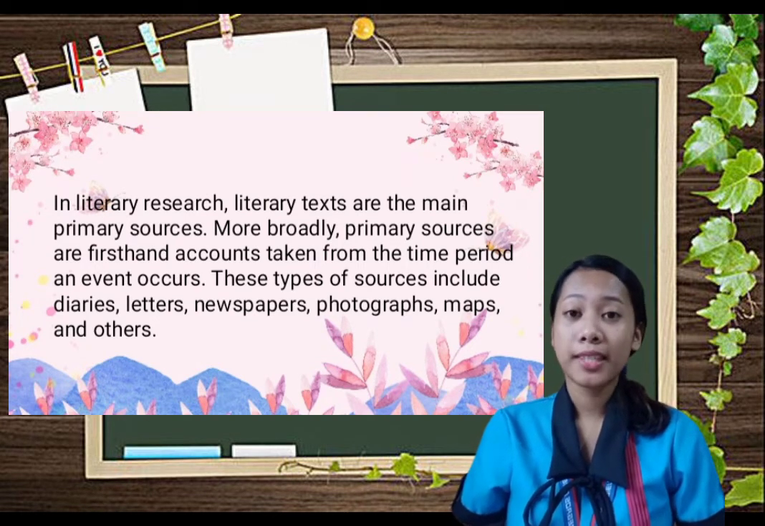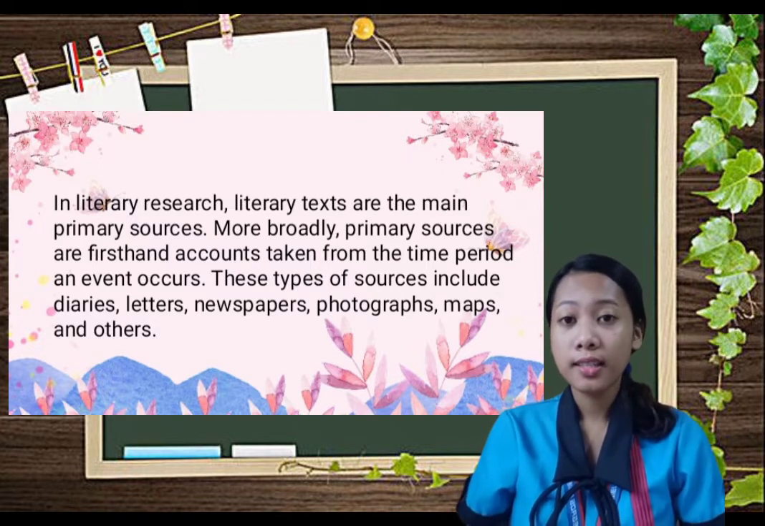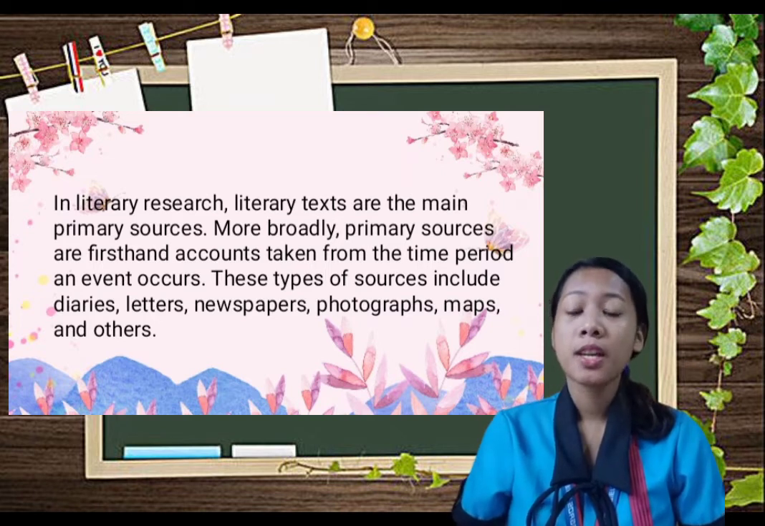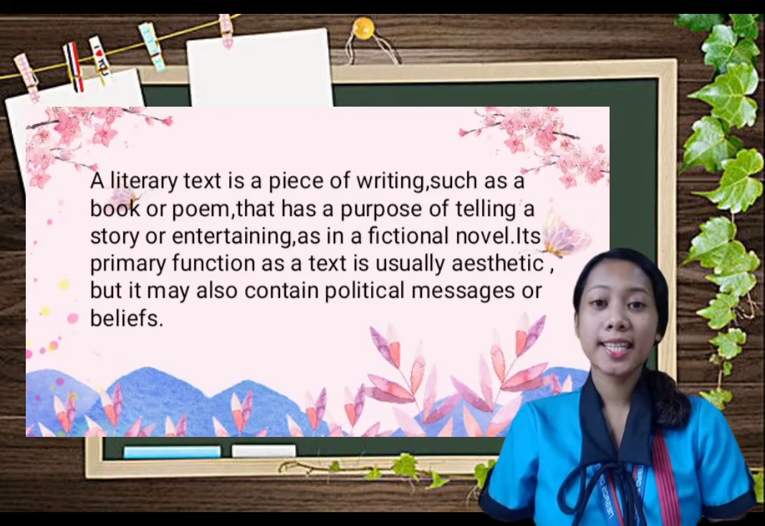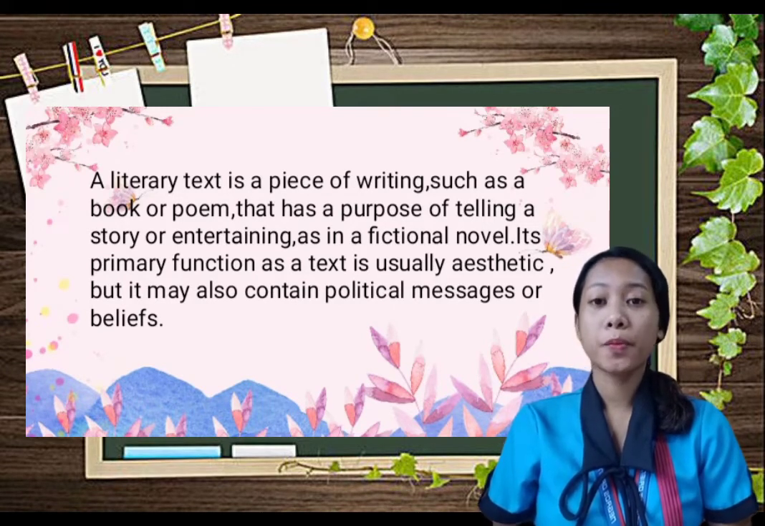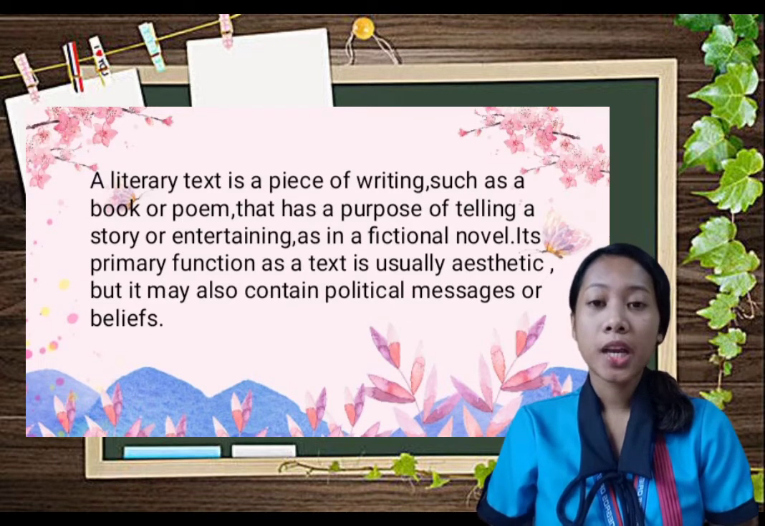So, a literary text is a genre of literature that transmits a message artistically and creatively. Literary texts focus on both content and form. Pictures, books, cartoons, fictions, and fairy tales are good examples of narrative text. A literary text is a piece of writing, such as a book or poem, that has a purpose of telling a story or entertaining, as in a fictional novel. Its primary function as a text is usually static, but it may also contain political messages or beliefs.